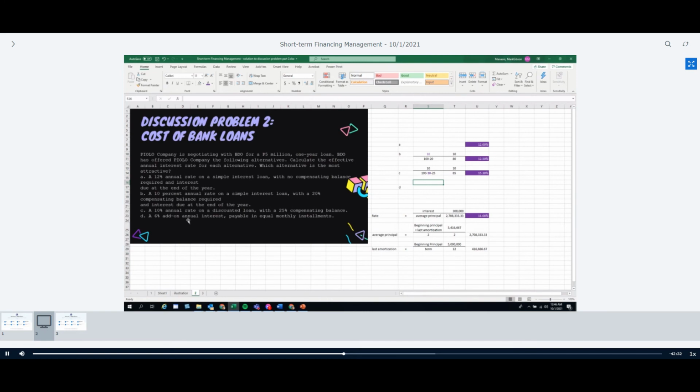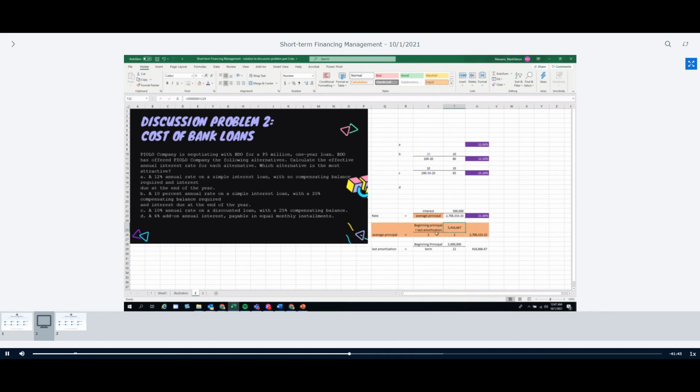Okay, so letter D, a 6% add-on annual interest payable in equal monthly installments. So ito class, medyo may kakaiba yung formula. But let me walk you through the procedure. Let's do this step by step. Natatandaan, this is only applicable when there is an add-on annual interest rate. So paano yun? How to compute for the effective interest rate? It's the interest divided by the average principal. But then, inisa-isa pa rin natin. Paano ba computein yung average principal in this case? So, ayun, nilagay ko sa ilalim. Average principal, para lang mas malinaw, it's beginning principal plus last amortization.